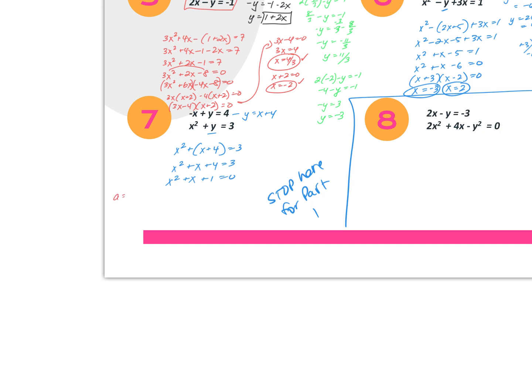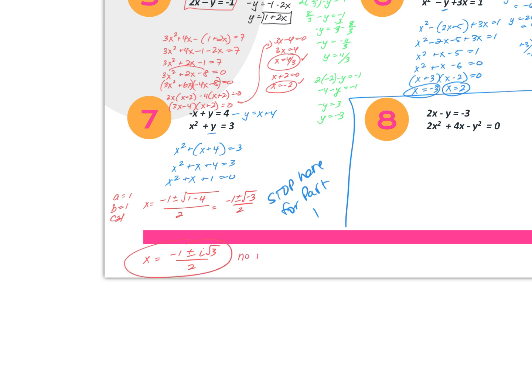So a is 1, b is 1, and c is 1. So I've got x equals the opposite of b, plus or minus the square root of b squared minus 4ac, which is just 4, all over 2a, which is 2. And then I get here minus 1 plus or minus square root of negative 3 over 2. So x equals negative 1 plus or minus i radical 3 over 2.